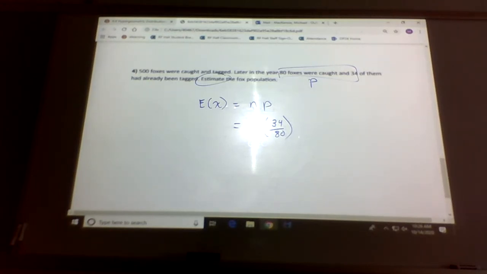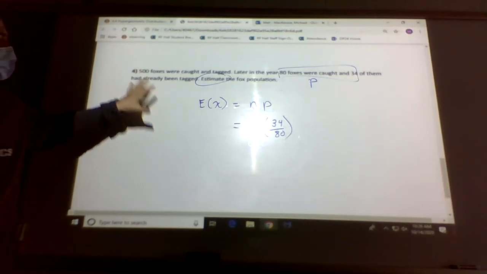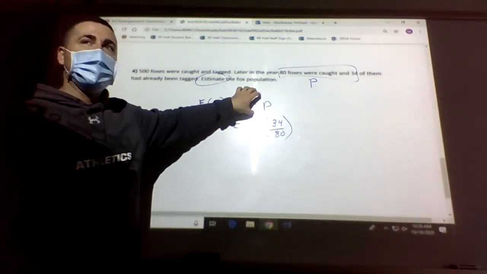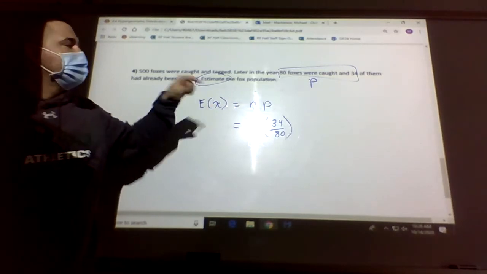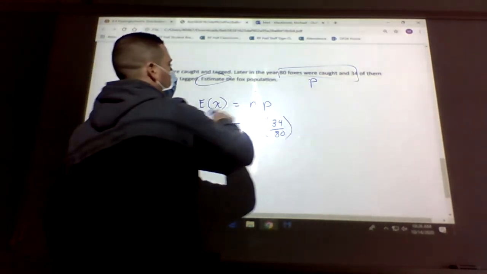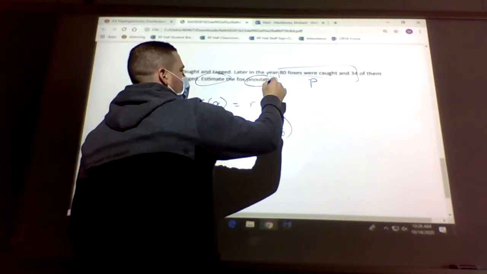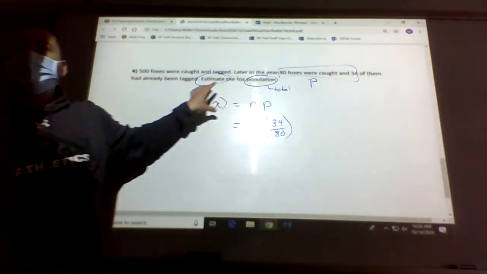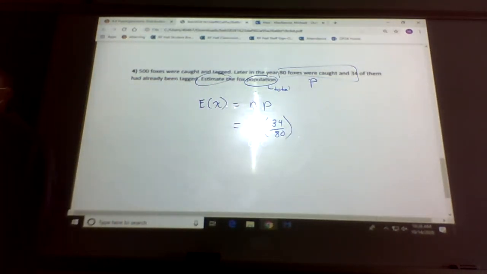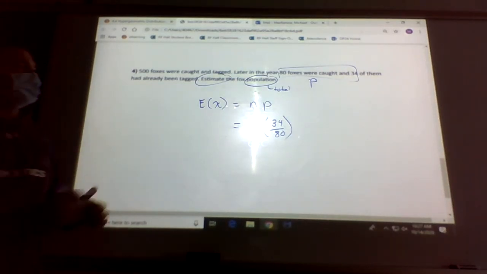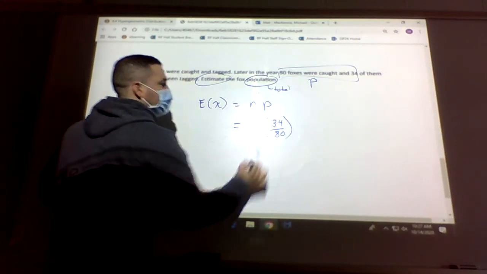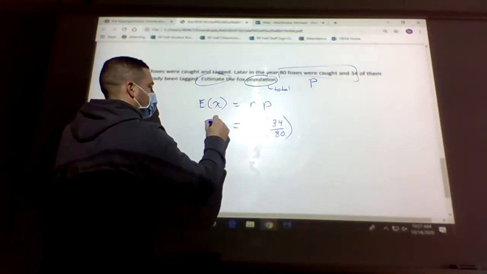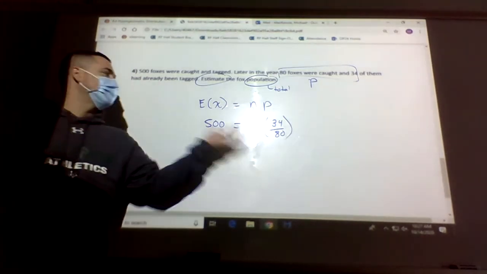And now we want to see, okay, the 500 is either going to go into the E and X or N. So we have to figure out where it's going to go. If we want population, we're looking for the total. Which one here represents the total? The N, right? N always represents total. So we're looking for N in this case. So that means the 500 is the expectation, because that's how much we got from the total.